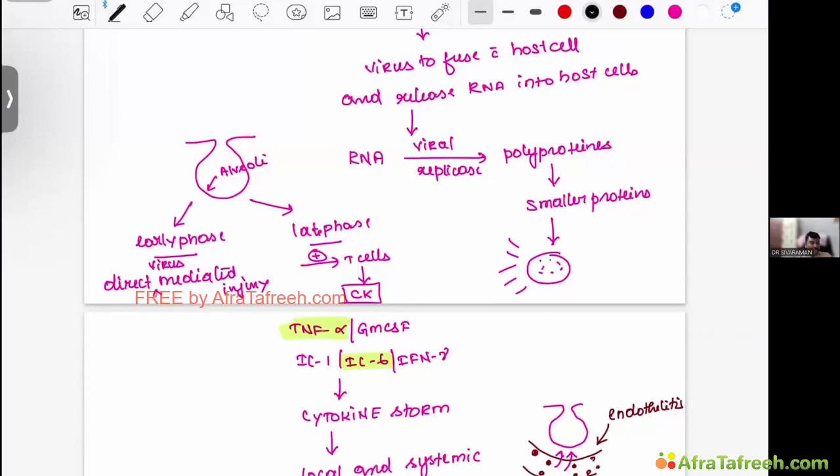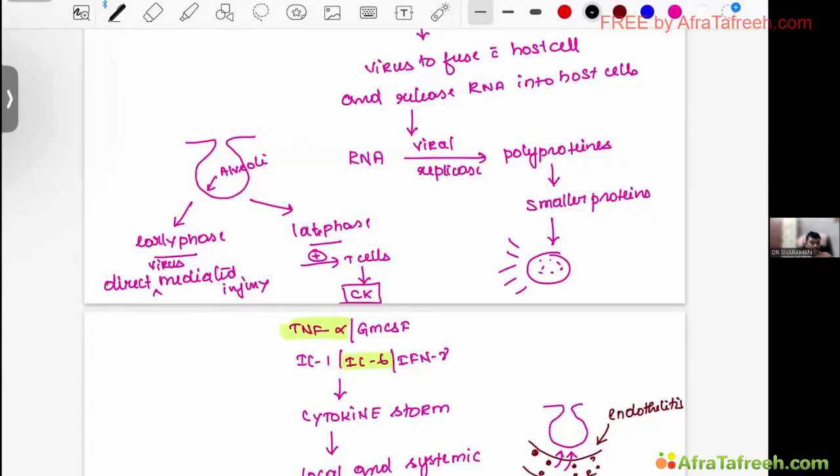ACE2. Okay. So these are a few things which I want you people to remember. There are a lot of things to discuss in COVID, but we try to stick to a few things which are very, very important. With this, we will finish COVID.